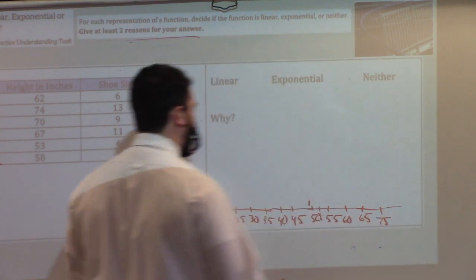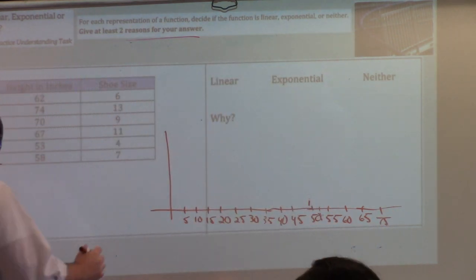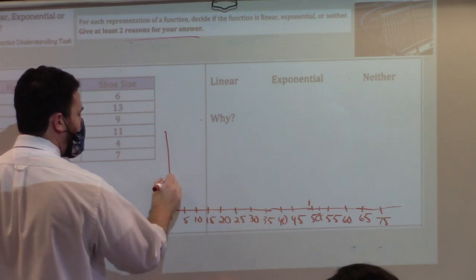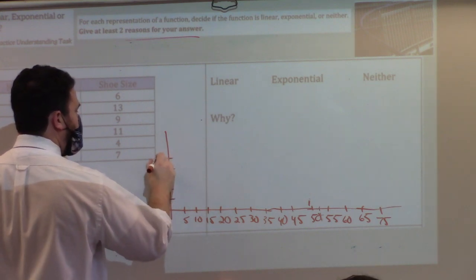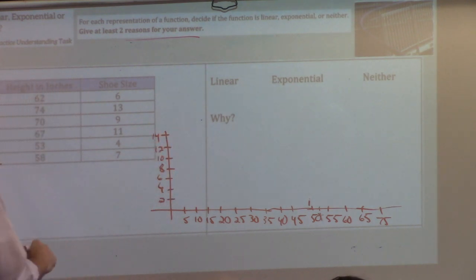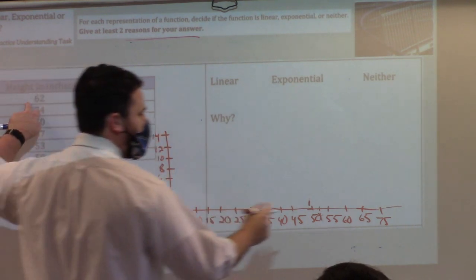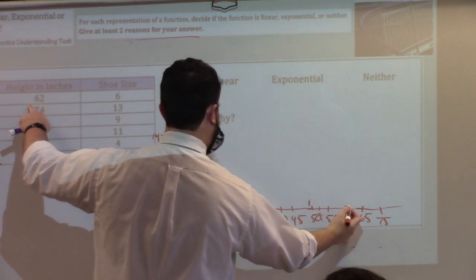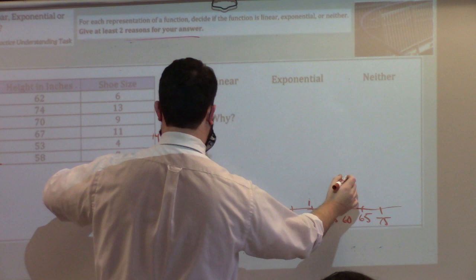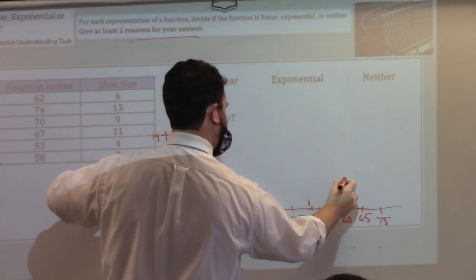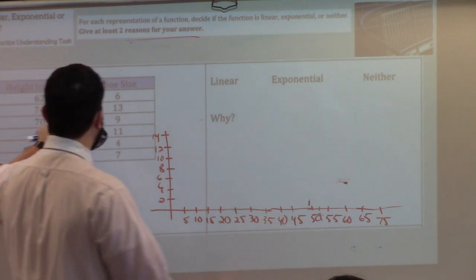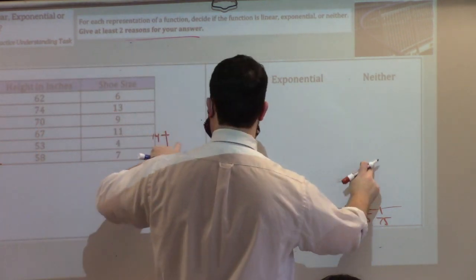All right, so there we go on the X for the height in inches, and then we got the shoe size: 2, 4, 6, 8, 10, 12, 14. So height of 62 inches gives a shoe size of 6. Okay. A height of 74 inches gives a shoe size of 13.